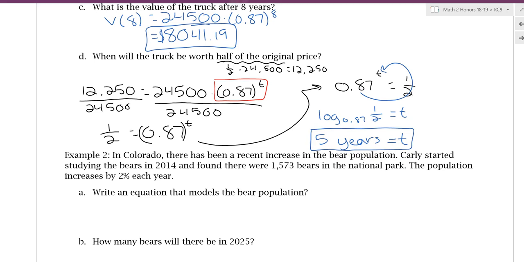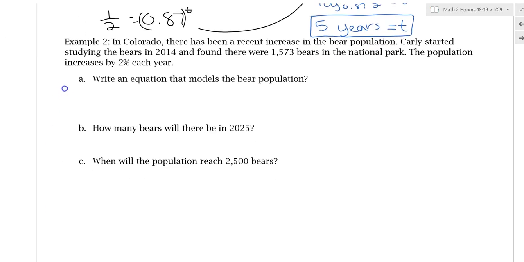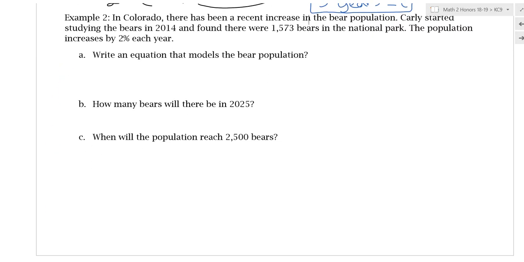All right, looking at example 2. In Colorado, there has been a recent increase in the bear population. Carly started studying the bears in 2014 and found there were 1,573 bears in the national park. The population increases by 2% each year. Write an equation. So our equation is going to be y equals a times, and now I decide if this is increasing or decreasing. There's an increase, so it's going to be 1 plus r to the x, or to the t.